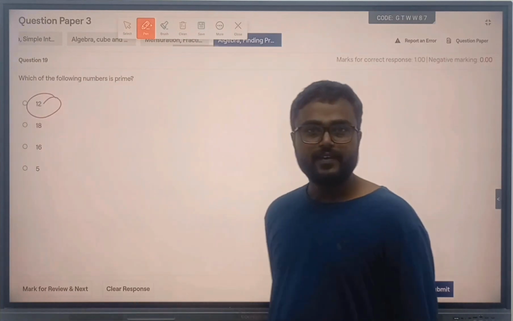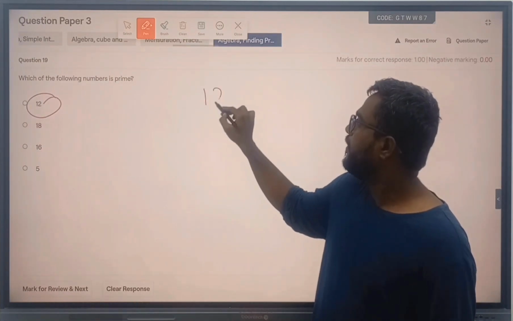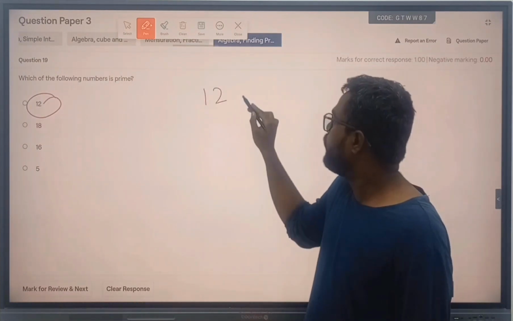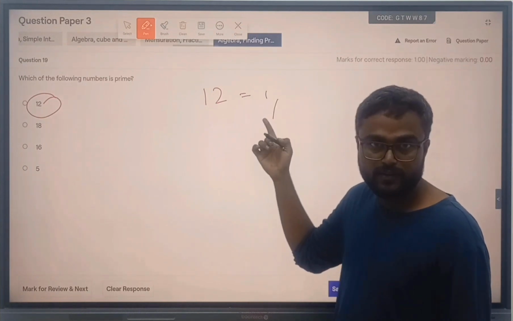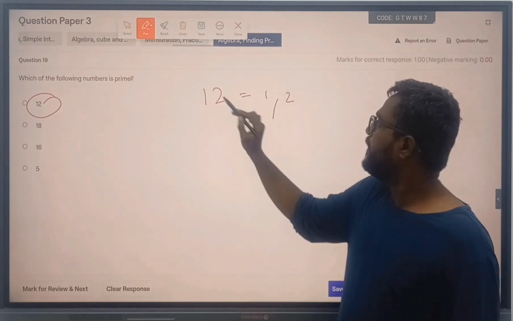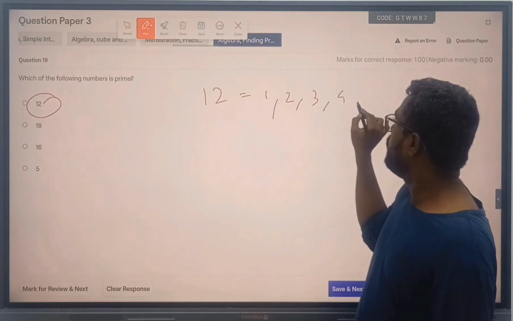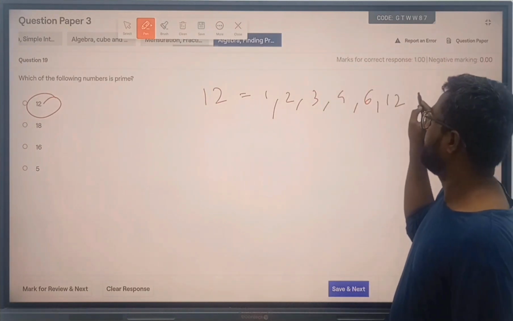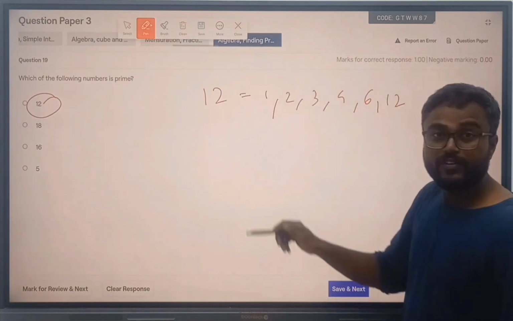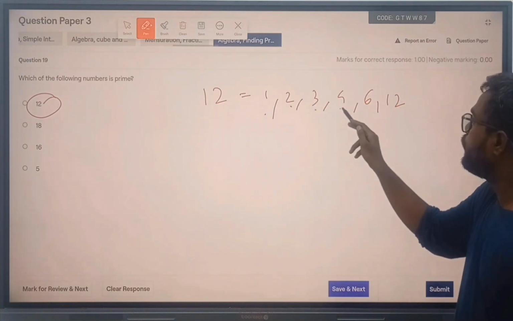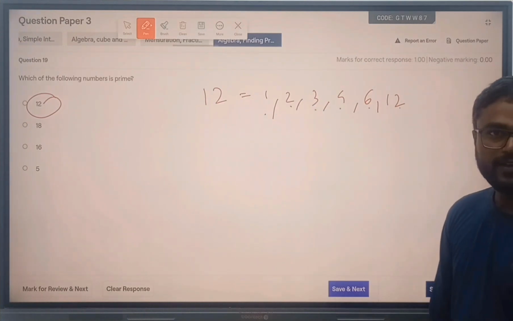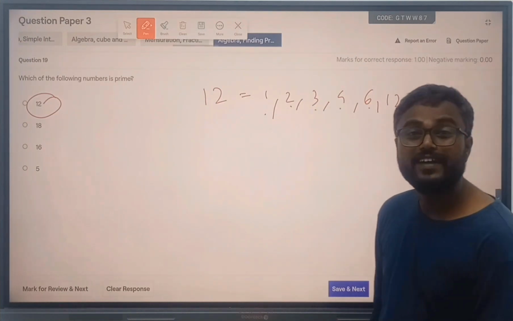12. Let's say the factors of 12 are what? 1. Yes, you can divide 12 by 1. You can divide 12 by 2, by 3, by 4, and by 6. So you see, 12 has 1, 2, 3, 4, 6 as factors, so it is a composite number.